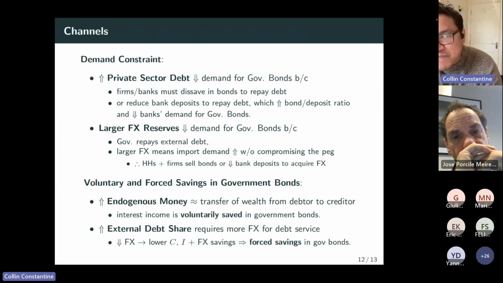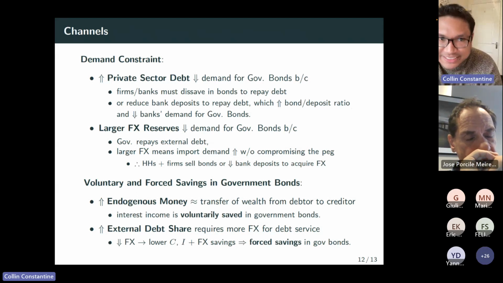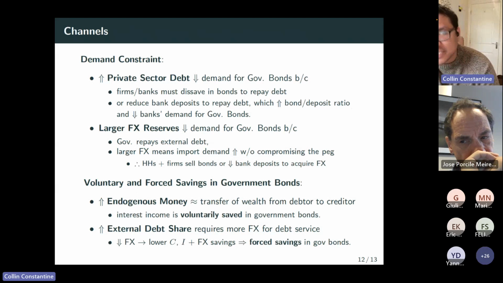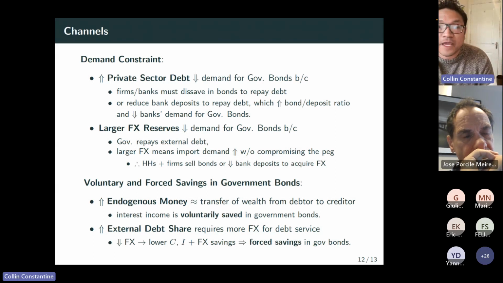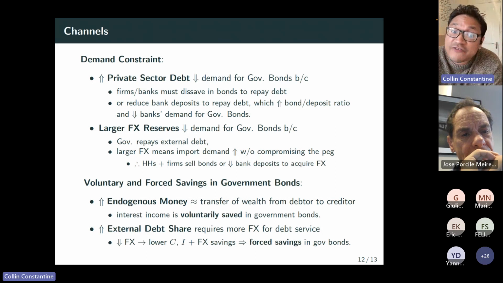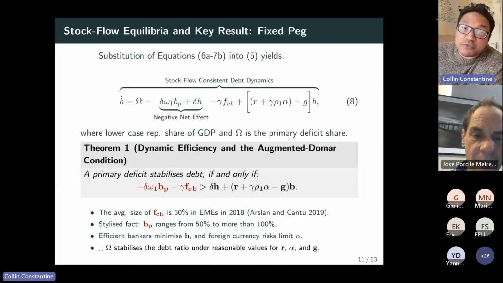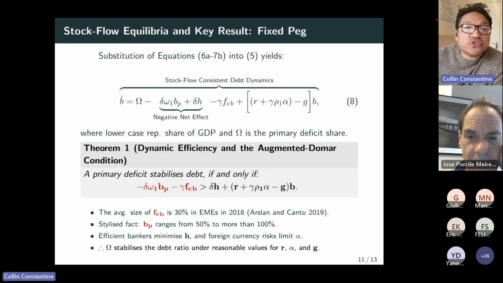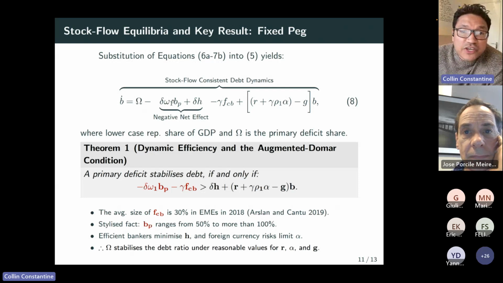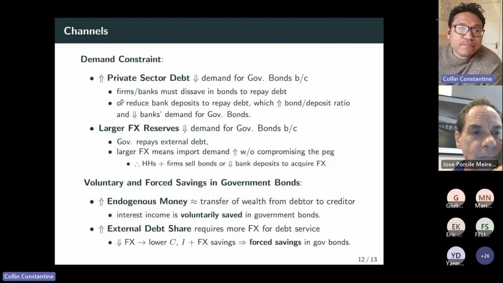I have three major channels in mind. A demand constrained channel, meaning the demand for government debt is not infinite. There are limits to how much debt you want to hold. And then there are some voluntary and forced savings mechanisms that will ensure the debt to GDP ratio will not explode without limit, even if we have a permanent or long-run deficit. So I'm going to start with explaining why private sector debt to GDP ratio reduces the debt to GDP ratio in the long run.